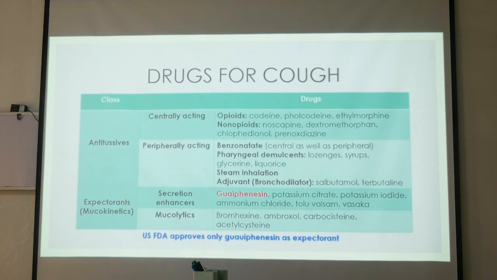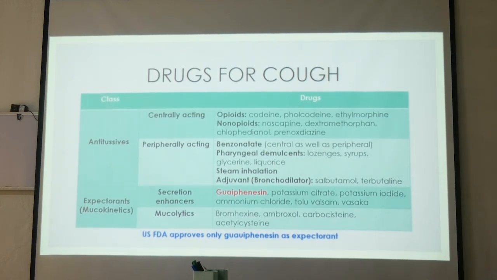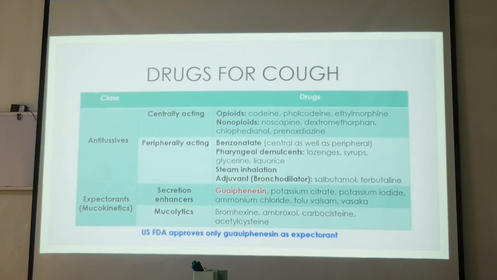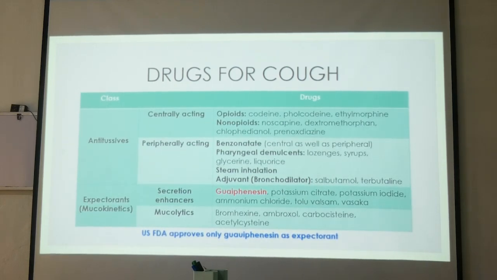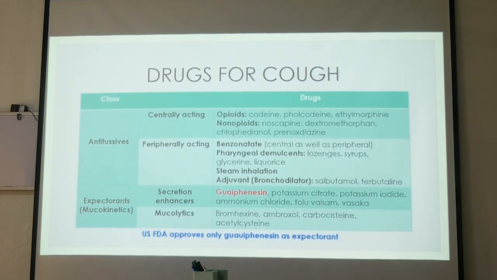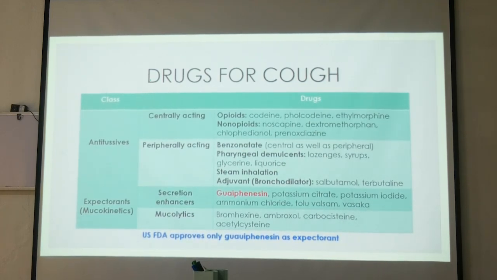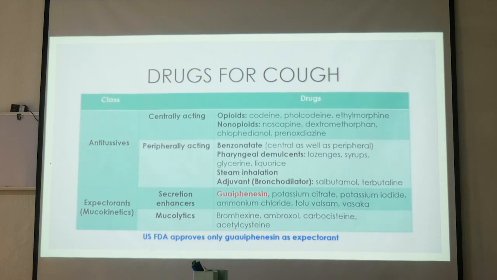Now, antitussives: these are centrally acting, which can be opioid or non-opioid. Opioids are codeine, pholcodine, ethylmorphine. Non-opioids: noscapine, dextromethorphan, prenoxdiazine. Peripherally acting: benzonatate. Benzonatate is both central and peripherally acting. Pharyngeal demulcents like lozenges, syrups, glycerin, licorice. Steam inhalation. Adjuvant bronchodilators: salbutamol, terbutaline.